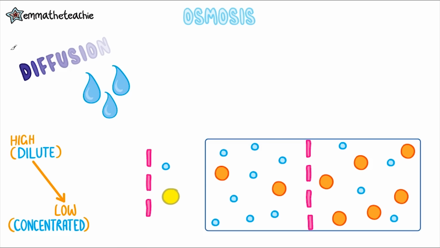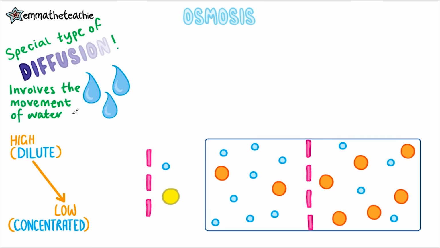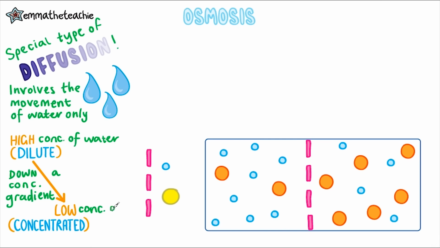6. Osmosis. Osmosis is a special type of diffusion because it involves the movement of water molecules only. And like diffusion, it still occurs down a concentration gradient, with the water moving from a dilute solution, i.e. one that has a high concentration of water molecules, to a more concentrated solution, i.e. one that has a lower concentration of water.